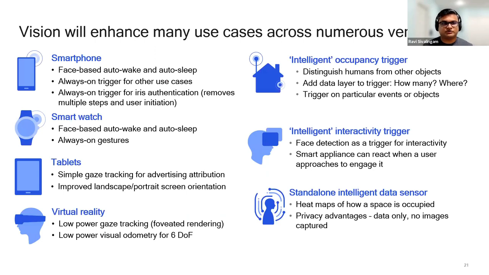But if you're able to get vision down to a really, really low power where you can enable it to be always on, this can enhance many use cases in a variety of different verticals, like on your devices, like smartphones, wearables, like smartwatches, and now wearables are getting smaller and smaller, like a ring that you can wear. Your tablets, virtual reality headsets, they're coming to the market very rapidly. They're growing right now, many, many companies working on that. And in a smart home setting, like an intelligent occupancy trigger that is not just using a PIR sensor to detect heat, but actually an intelligent occupancy sensor, which doesn't trigger when your pet walks into the room, but triggers when you walk into the room. And so there are many such use cases that can be enabled when we bring vision down to such a low power that it can be always on.